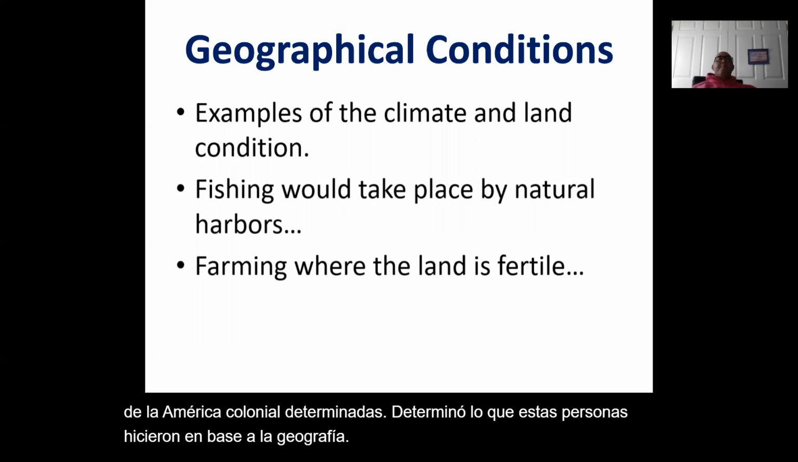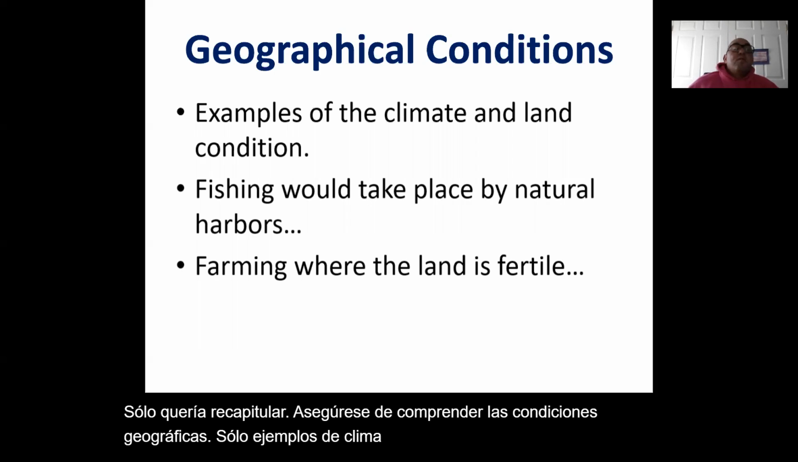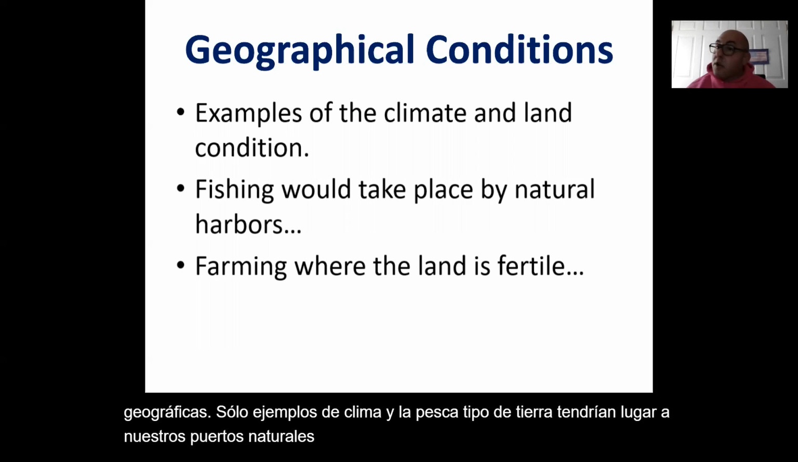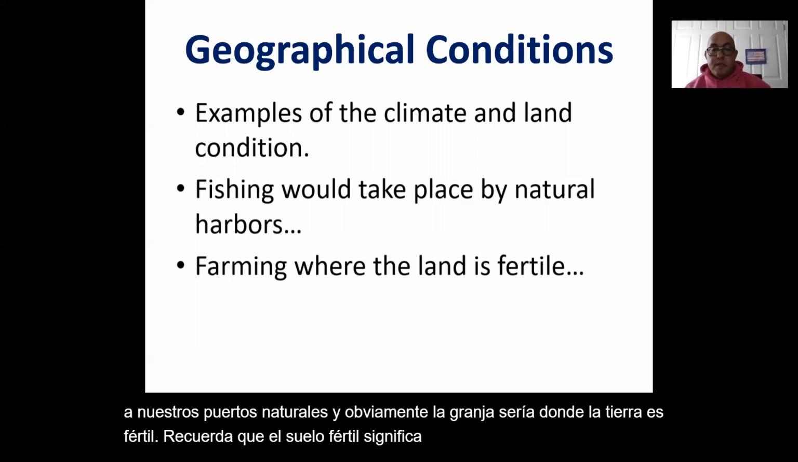Just want to do a recap, make sure you understand geographical conditions, just examples of climate and land type. Fishing would take place around natural harbors, and obviously farming would be where the land is fertile. Remember, fertile soil means that you're able to grow crops.